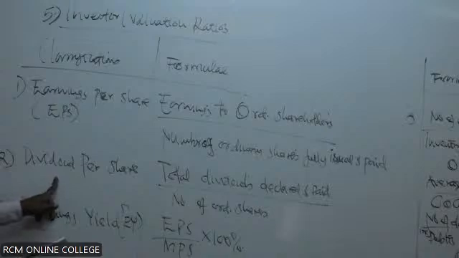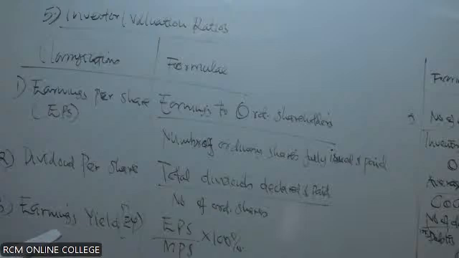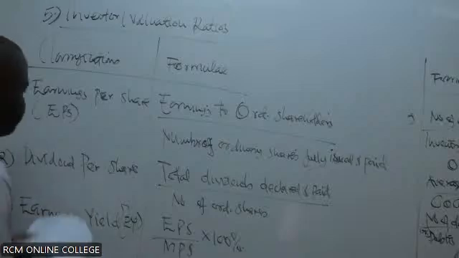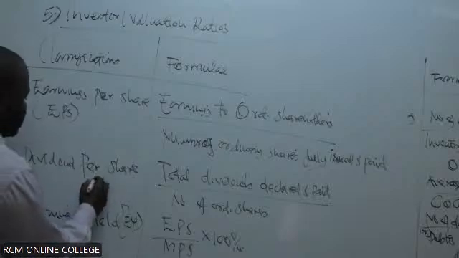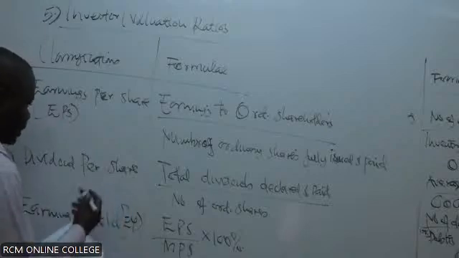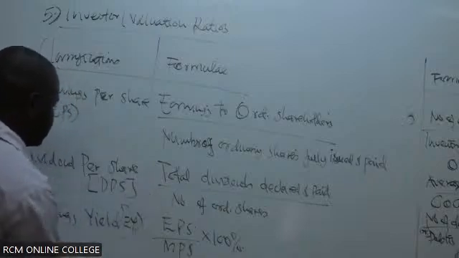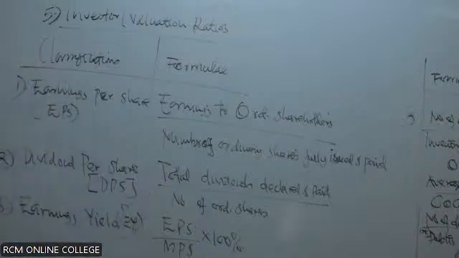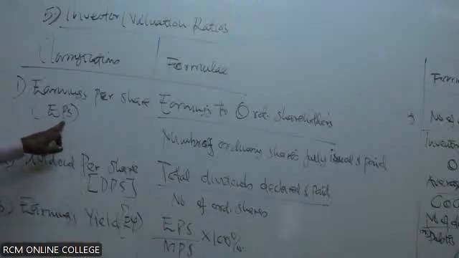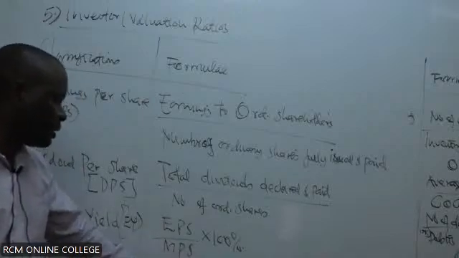For dividend yield, you take dividends per share over market price per share. So for the earnings yield, you take the EPS and divide by MPS, but you can also have the dividend yield, where you take the DPS. Sometimes you will see DPS indicated in brackets.